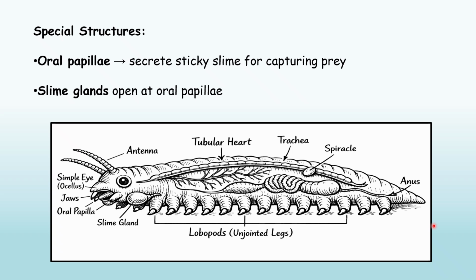Okay, and they also have a highly unique type of slime glands, which are present underneath the oral papillae, and they secrete that slimy secretion. Because of that, Peripatus are a little bit slippery in nature whenever we want to touch them. Because of the slime gland, the entire skin is covered by the slimy secretion, which also provides protection. So the Peripatus can very easily escape from predators.